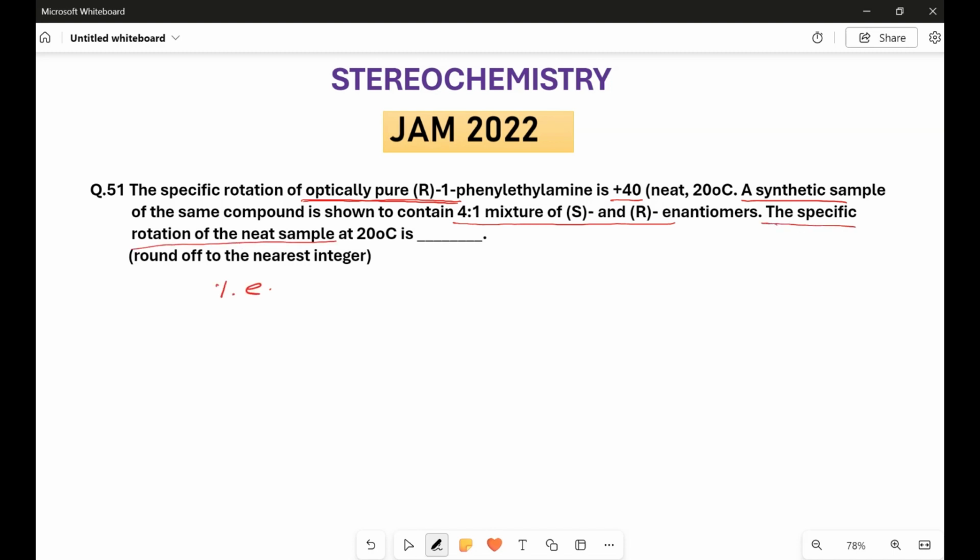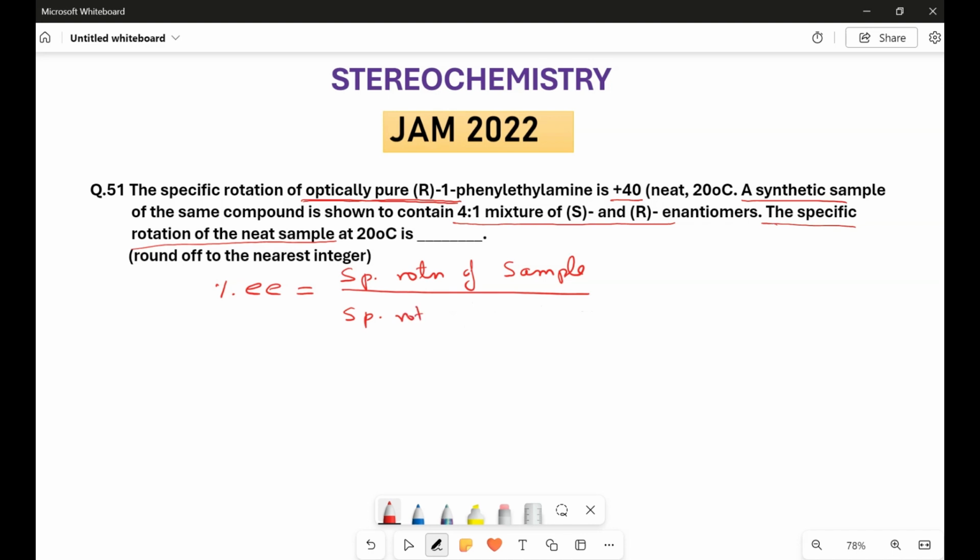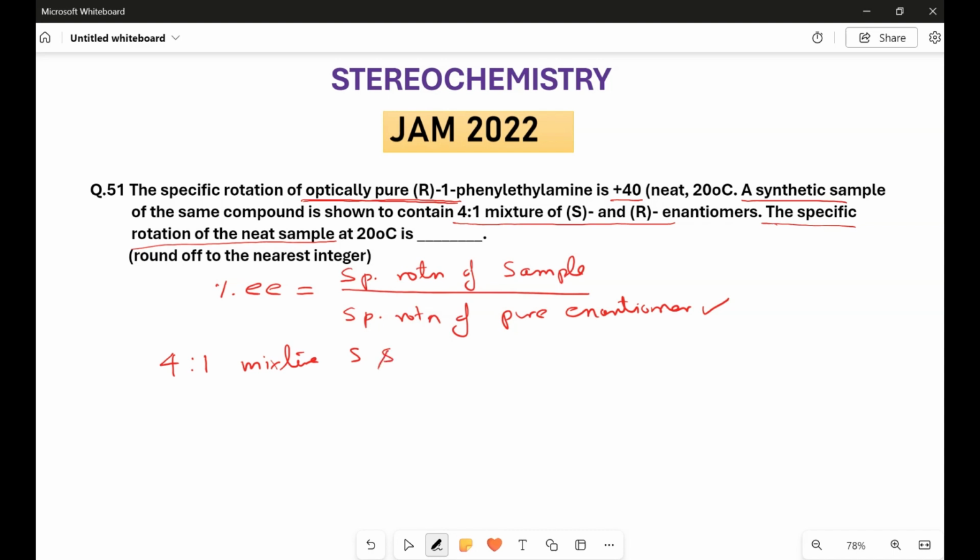So we know the formula percentage enantiomeric excess is equal to specific rotation of sample divided by specific rotation of pure enantiomer. So here the specific rotation of pure enantiomer is given, which is plus 40, and they have given 4:1 mixture of S and R. So in 100 percentage, 4:1 means I have 80 percentage of S and 20 percentage of R.